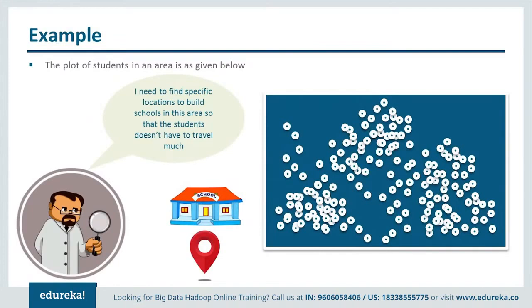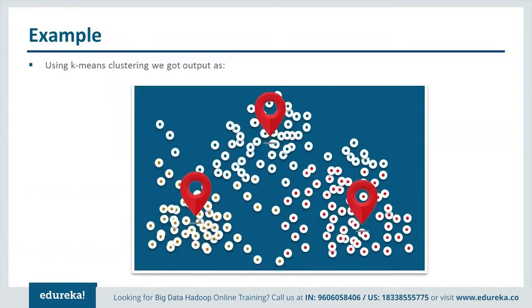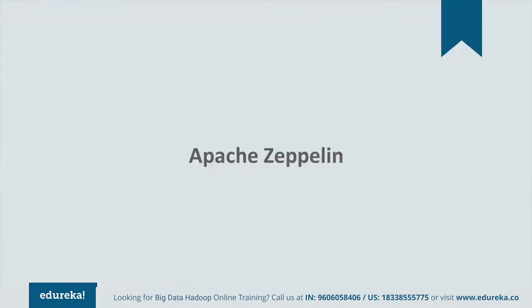It will be close to everyone's house. And there it is. So we have formed three clusters. You can see the brown dots are one cluster, the blue dots are one cluster, and the red dots are one cluster. And we have set up schools in the center points of each cluster. So here is one, and here is yet another one. This is where I need to set my schools up so that my students do not have to travel that much. So that was all about k-means, and now let's talk about Apache Zeppelin.